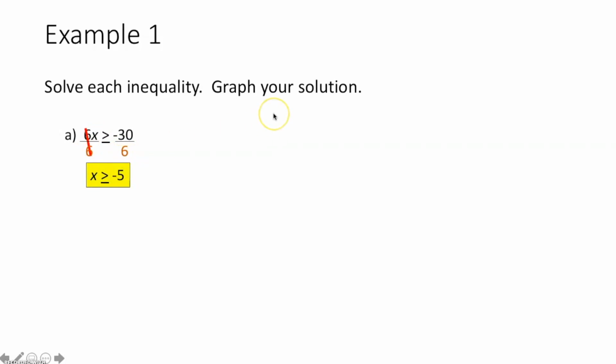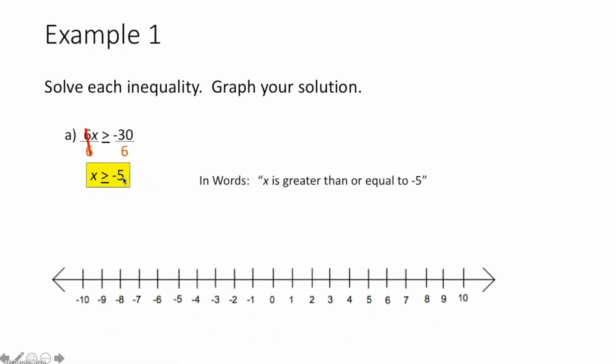Next, we need to graph it. So, in order to graph, the first thing you do is you say it in words. What do I have here? X is greater than or equal to negative 5. So now I have my graph. First thing I decide, is it going to be an open or closed circle at negative 5? Since we have this little equal sign on here, it's going to be a closed circle at negative 5. So I go to negative 5, put a closed circle.